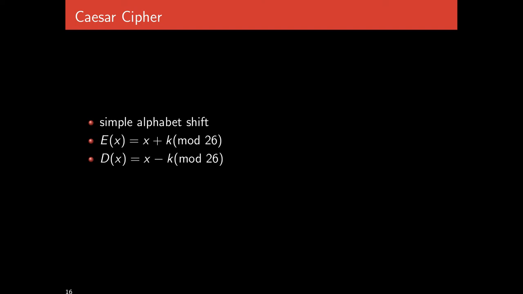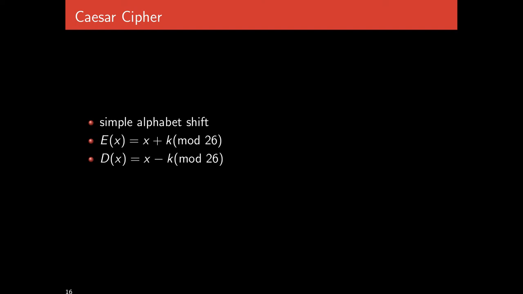The Caesar cipher is a simple alphabetic shift. The idea here being, for instance, the encryption of the letter A is the letter D, where the key would be the number 3. So for every letter, you add 3, you increase its position in the alphabet by 3 positions. So A becomes D, and B becomes E, and C becomes F, and so forth. And to decrypt it, you simply subtract that number from it.